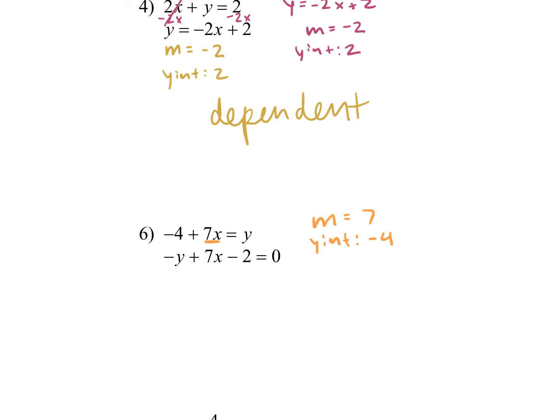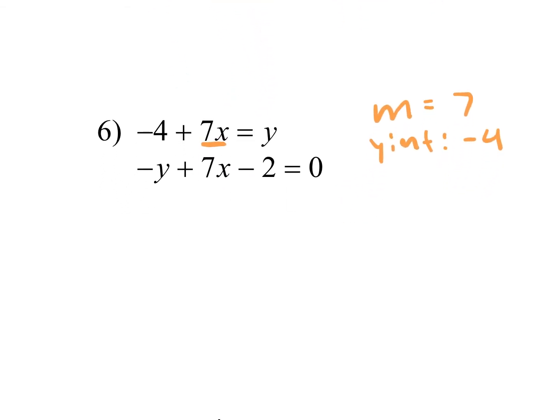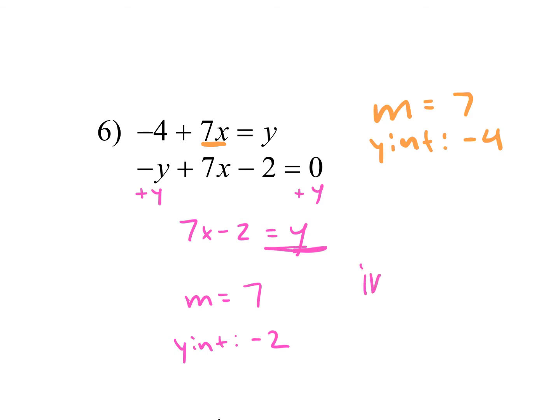For the second one, how do I get it to be y equals? I could add y to both sides. That works. So I have 7x minus 2 is equal to y. So once I get that y equals, what's my slope? 7. And what's my y-intercept? -2. Are my slopes the same? Yes. Are my y-intercepts the same? No. So what is it if it's same slope, different y-intercepts? Inconsistent.